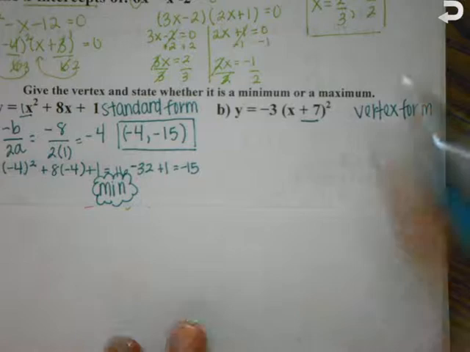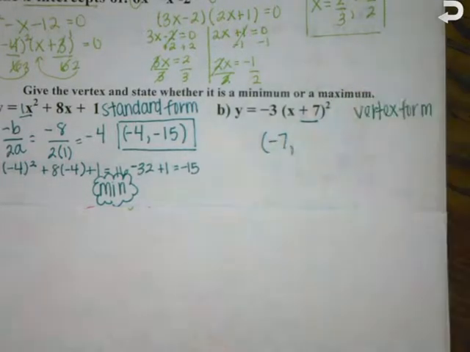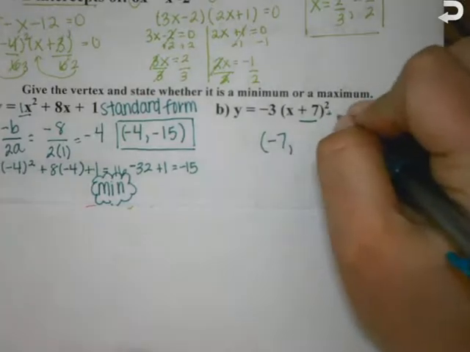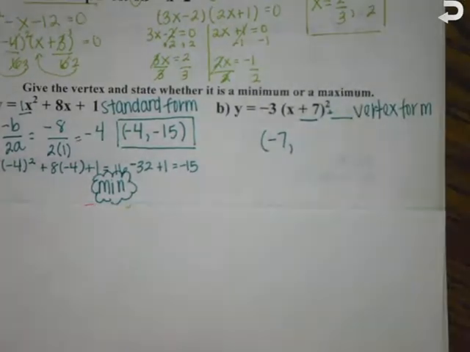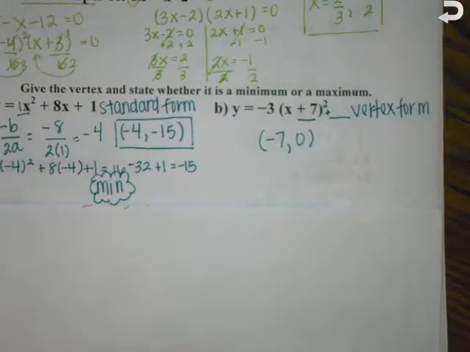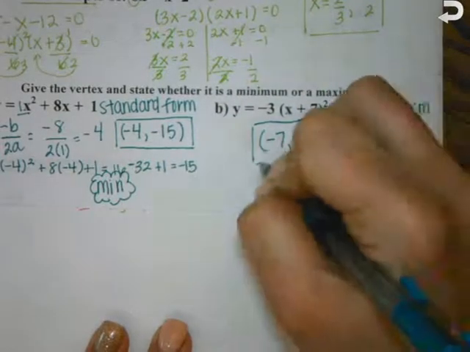So our vertex here is going to be -7, comma. And your y-coordinate is whatever is being added or subtracted to the outside. So what's being added or subtracted to the outside in this case? 0. A 0. So your y-coordinate is 0. That's your vertex. So much easier, right?